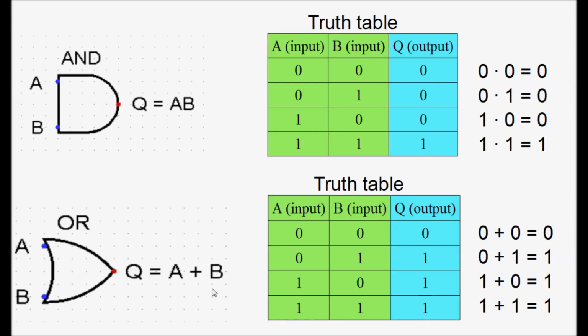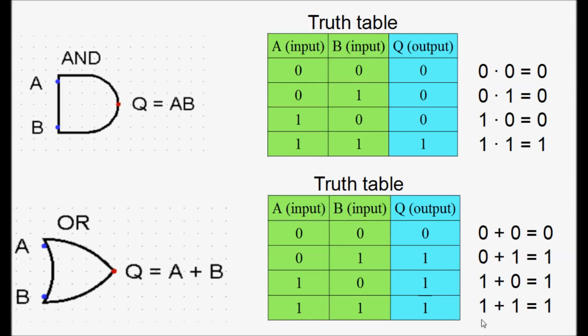Now for OR gate, it's very similar. As we know, the formula for the output for OR gate is A plus B. So let's count together our inputs. If both of our inputs are zeros, then the output will be 0. If we add 1 to a 0, the output is 1. If we add 0 to 1, the output also is 1.